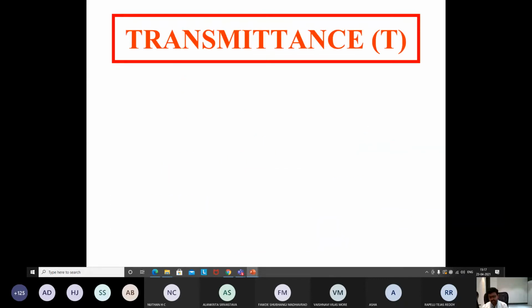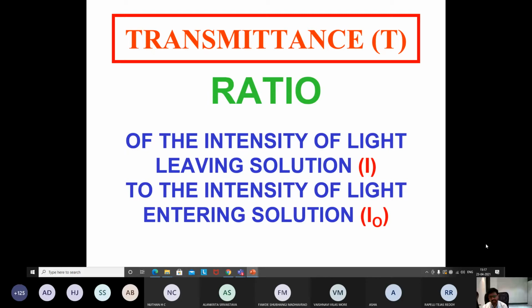There are some terminologies which you have to know. The most important thing is the transmittance. What is transmittance? Transmittance is the ratio of the intensity of light leaving the solution to the intensity of the light entering the solution. When light is passing through a test tube from this side, the intensity of this light will be more than the light coming out of the test tube. That means some of the light is going to be absorbed in the solution. So it will be indicated by I and I naught.